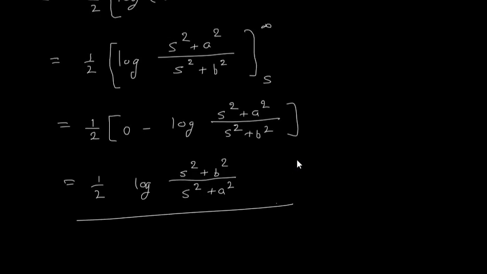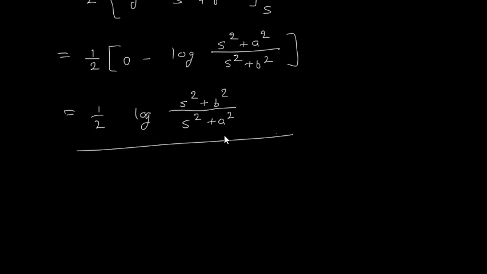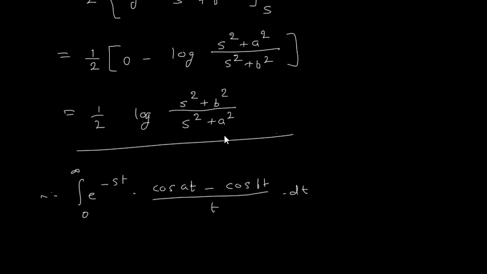This is my answer for Laplace of (cos at minus cos bt) upon t. So therefore, this is the answer for integral 0 to infinity e raised to minus st into (cos at minus cos bt) whole divided by t into dt. This I will say is equal to 1 by 2 log of (s square plus b square) upon (s square plus a square).